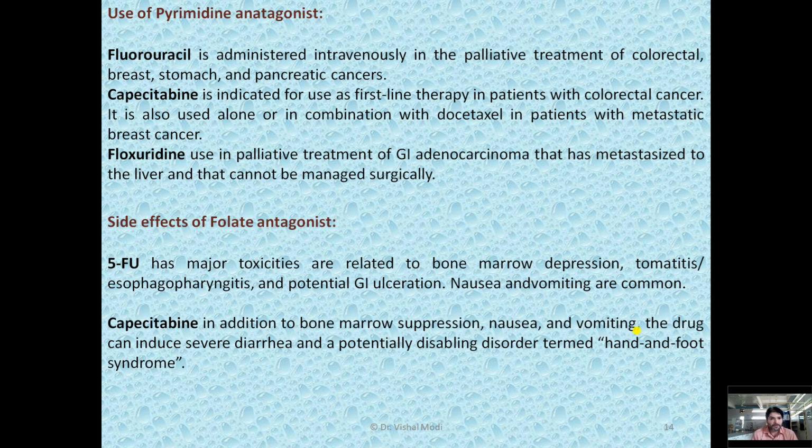Now, side effects of pyrimidine antagonists. 5-fluorouracil has major toxicity related to bone marrow depression, stomatitis, esophagopharyngitis and potential GI ulceration. Nausea and vomiting are common. Capecitabine, in addition to bone marrow suppression, nausea and vomiting, can induce severe diarrhea and a potentially disabling disorder termed hand and foot syndrome.